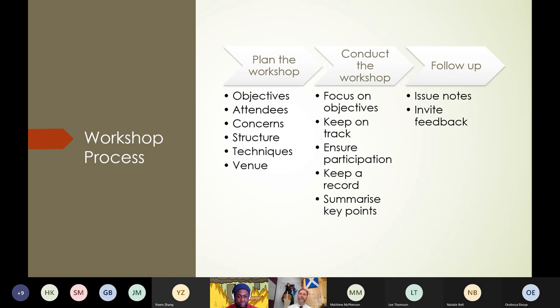And as with the interviews, keep a record of what's going on, write stuff down. And actually, in a moment, we're going to talk about different roles, because it can be difficult to do all of these things at once. And then, as with the interview, after you're done, write it up and send out notes to people who attended and say, this is what I got out of it. Are you happy with this?